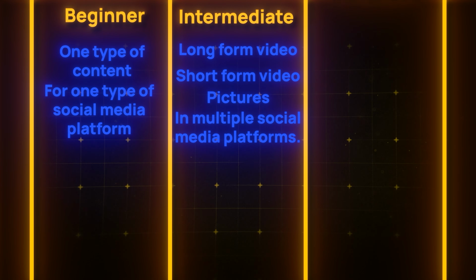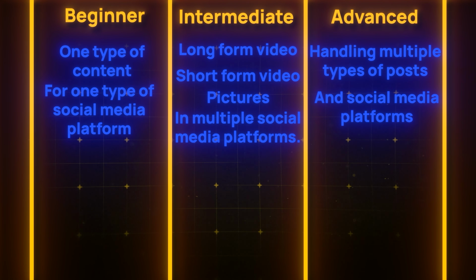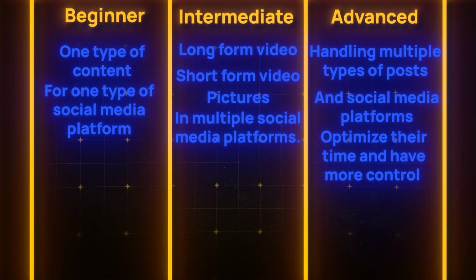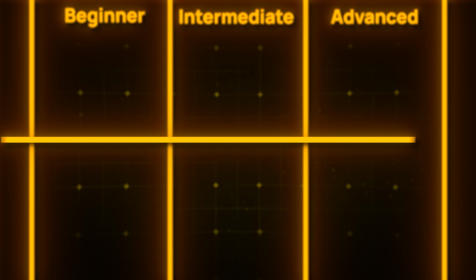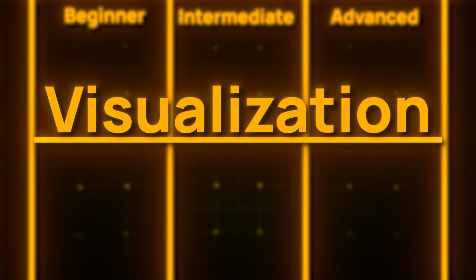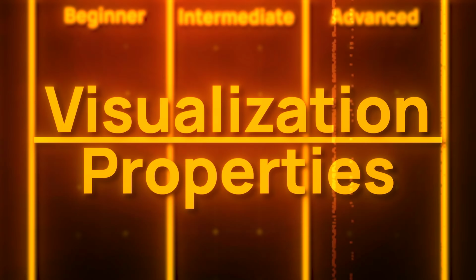And last but not least, we're going to go for advanced, which will be for people handling multiple types of posts and social media platforms, but that also want to optimize their time and have more control over what they produce. Each of the levels, beginner, intermediate, and advanced, will be divided in 2 sections. First of all, the visualization, which is how do you see the content planner, pretty straightforward, and second, the properties. Because in order to have a comprehensive content planner that adapts to your process, you have to have certain pieces of information in place. But don't get too caught up in the details just yet, because we're going to go through it in a very simple way.